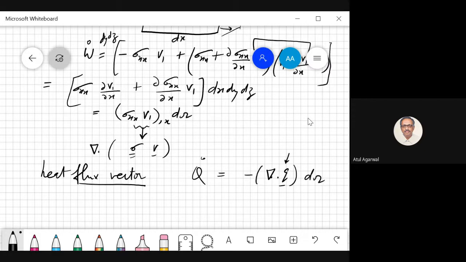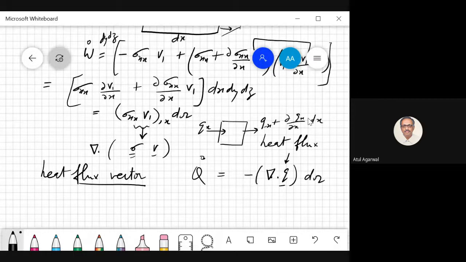This is a heat flux. Heat transfer is the divergence of the heat flux vector. You have got some heat transfer here, Qx. Heat is also leaving this place. So what is leaving is Qx plus del Qx by del x dx. So you will find that net heat flux is del Qx by del x.